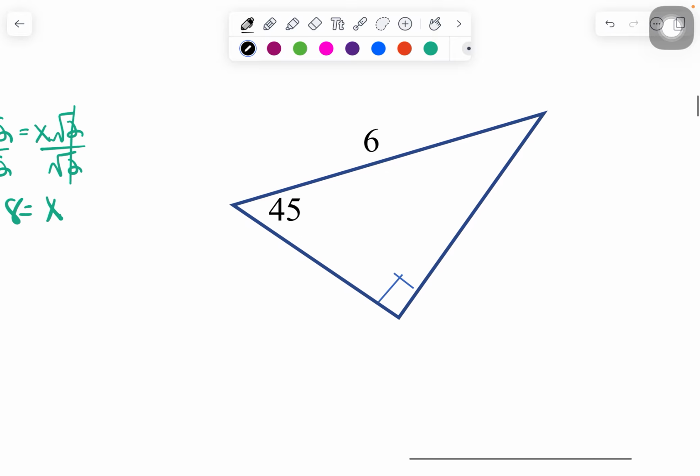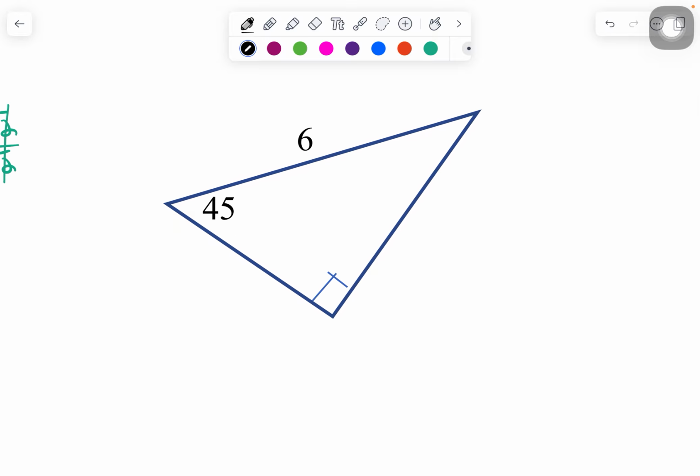All right, sliding over, last problem here. We've got another, again, 45, 45, 90. So I've got a leg here, and this time again, I'm given the hypotenuse. So let's go ahead and label what I know. I know that's supposed to be x, that's supposed to be x, and of course, x root 2.